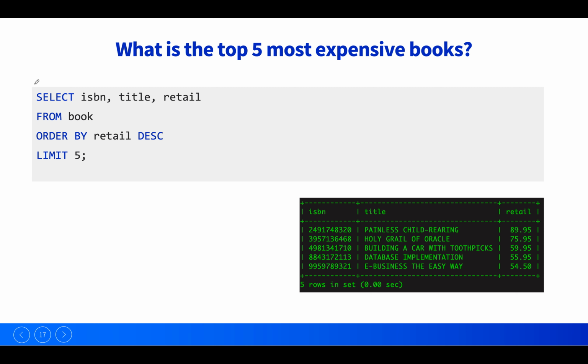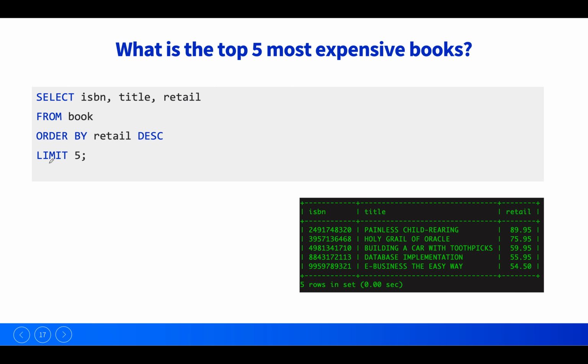In our particular database, we know that can be answered by taking a look at the book table, right? So we select from that particular table and we just choose certain columns such as ISBN, title, and retail. So select ISBN, title, and retail from book. And then we want to get the top 5 most expensive books. The way we can do that is we just order the book table by retail price in descending order so that we get the most expensive books first and then the least expensive books last.